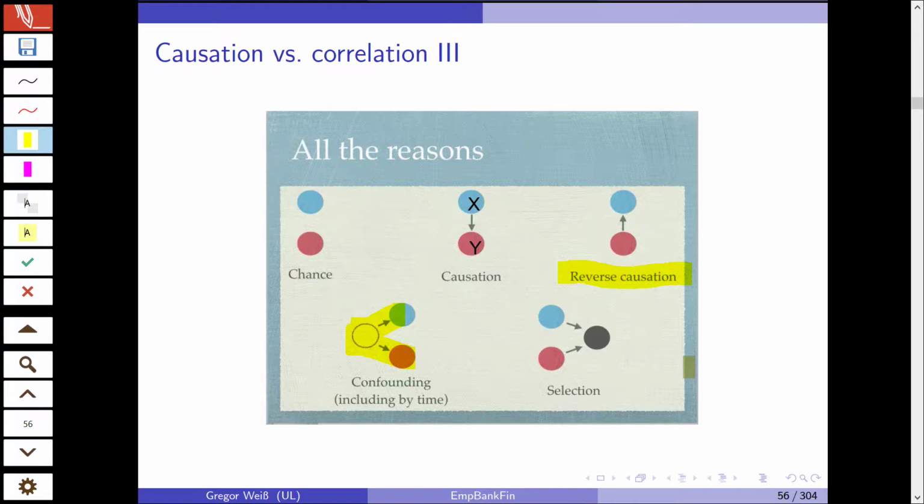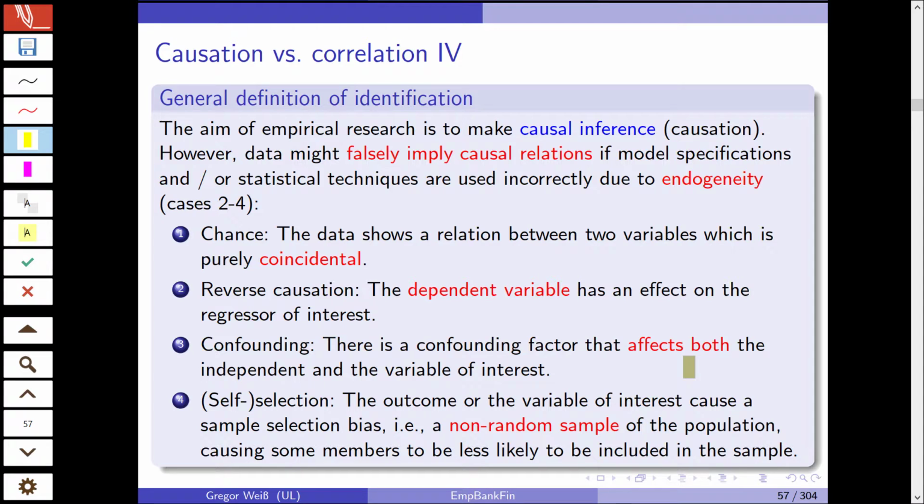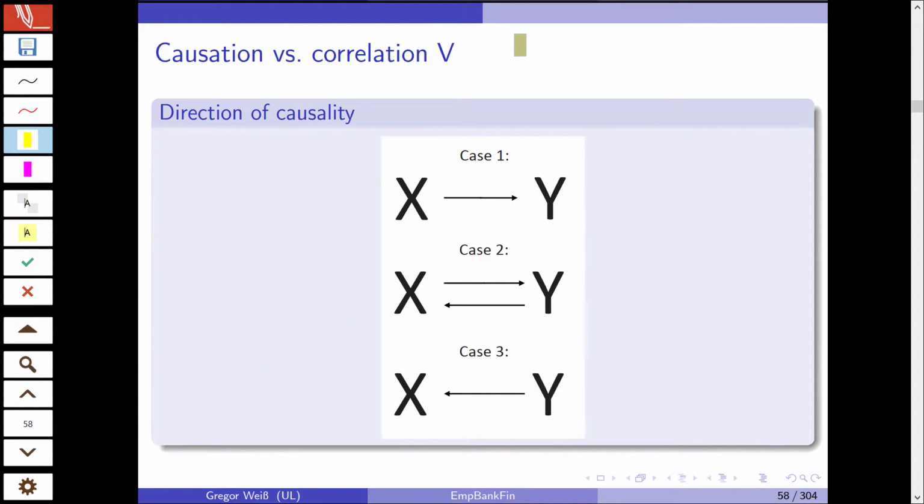And last but not least, it could simply be a selection bias, that we do not look at the whole population we actually want to look at, but have selected those observations such that we get the correlation that we want to see. So these are all those different possibilities. It could be by chance, the correlation is simply coincidental. It could be reverse causation, the dependent variable has an effect on the regressor, the explanatory variable. It could be confounding effect, or it could be self-selection, that is the outcome or the variable of interest we are looking at causes a sample selection bias, a non-random sample of the population, and this causes some members to be less or more likely to be included in the sample, and this selection bias causes the correlation that we detect.